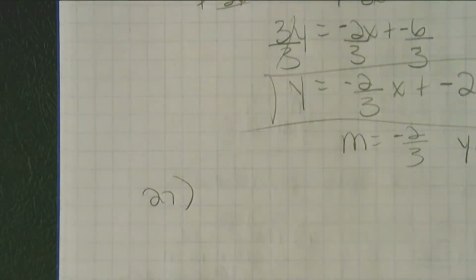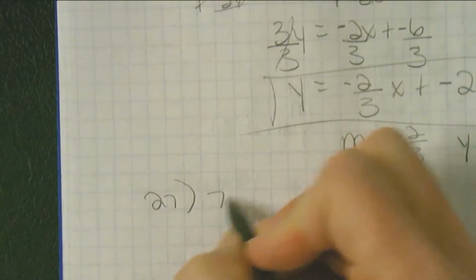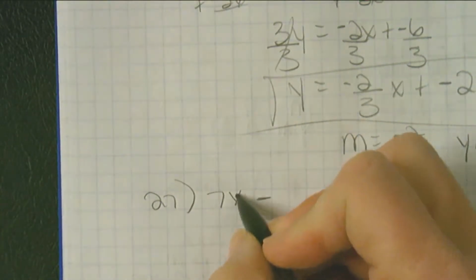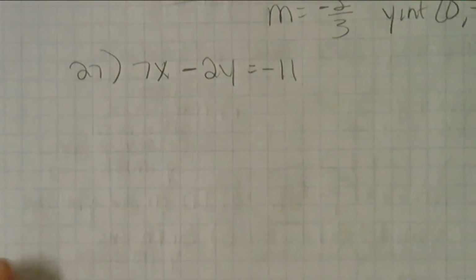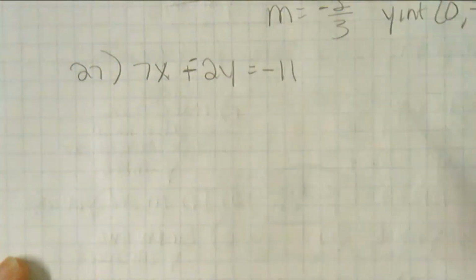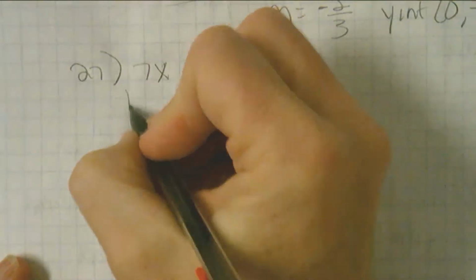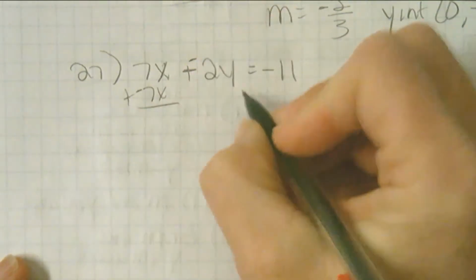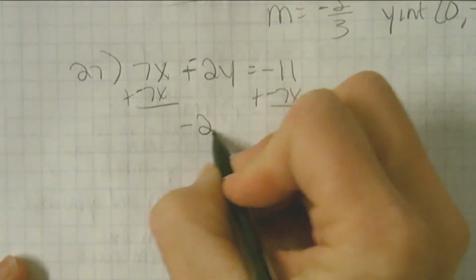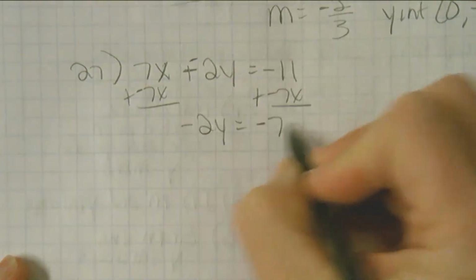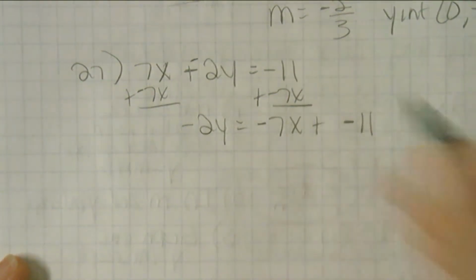All right, 27 said graph the equation. So I have 7x minus 2y is equal to a -11. Is this the one you're talking about? Awesome. All right, so I'm going to do adding the opposite on it to begin with. I need to put it into slope-intercept form, so I'm going to add a -7x to both sides. So I have -2y is equal to -7x plus a -11.